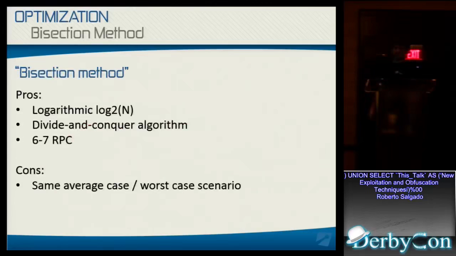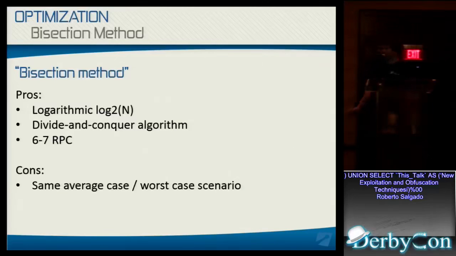So the bisection method, which I was saying is the most common method, almost every SQL injection program you'll see uses the bisection method. It's straightforward, it's been around for a while, and it's easy to implement. Generally, when running the bisection method, the RPC, which is a little term I coined, an acronym for requests per character, is around 6 or 7 requests to the database or the web server to get one character back.